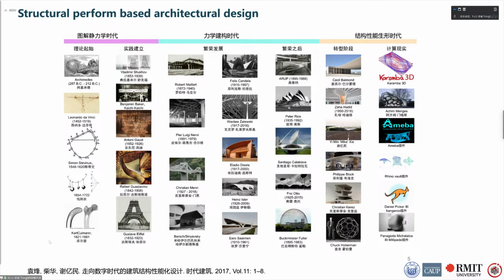One reliable technical approach is graphic statics. Starting from Archimedes' research on levers, graphic statics gradually developed and matured until the 19th century. Then some structural analysis or form-finding techniques emerged, like topology optimization and some other advanced techniques.